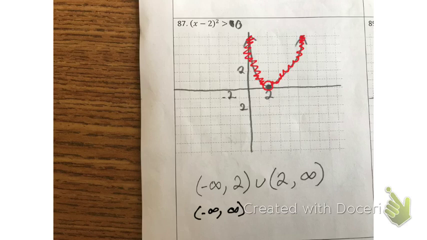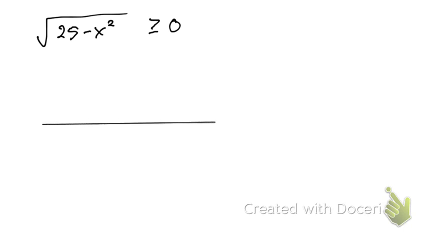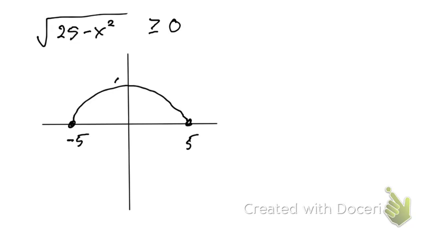Jacob. 89. 89, that is one of those half circle problems. So 25 minus x squared greater than or equal to 0. That is exactly that definition. This has been the 4th assignment I've put this in. I think it's really important in mathematics. You're going to keep seeing these over and over and over again. This is going to be a half circle that goes from negative 5 to 5.